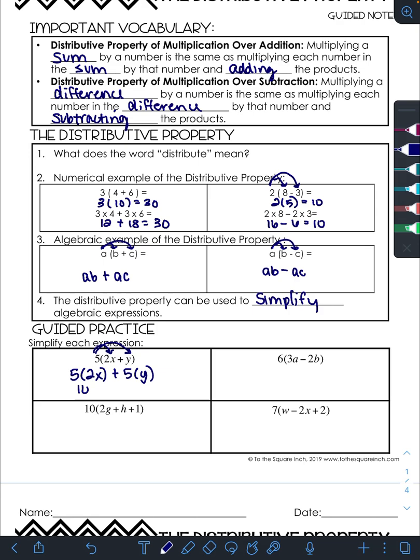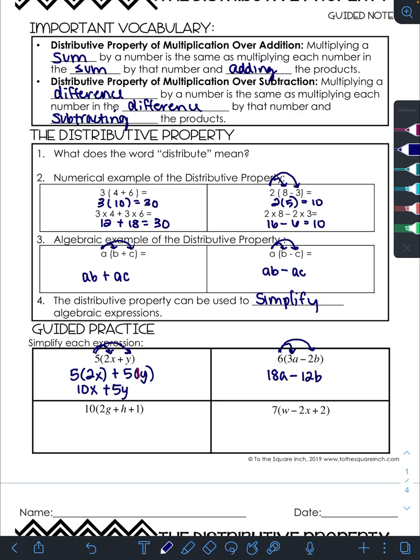So 5 times 2 is 10, so I have 10x plus 5 times y, and remember we assume there's a 1 right here, so it'd be 5 times 1, so that would give me 5y. So whenever you're doing this, you are multiplying whatever that number on the outside of the parentheses is times the coefficient. So 6 times 3a, so 6 times 3 is 18, so I would have 18a, and then I bring down my subtraction sign. 6 times 2b would be 6 times 2 is 12, so I would have 12b.